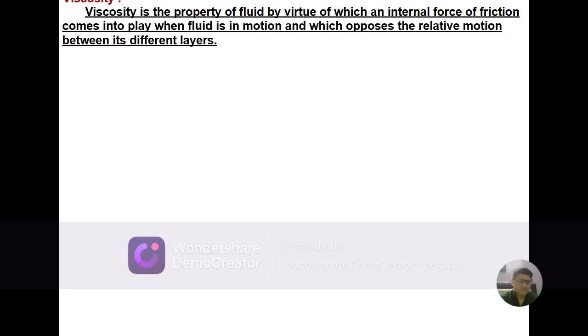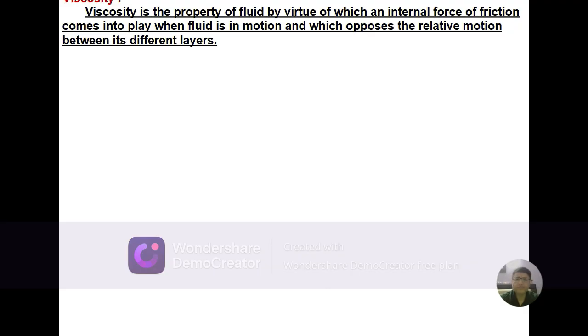When we talk about fluid dynamics, that means fluids are in motion, and we already know that fluids are certain things which can change, which can move, which can flow. So that is what fluids are all about.